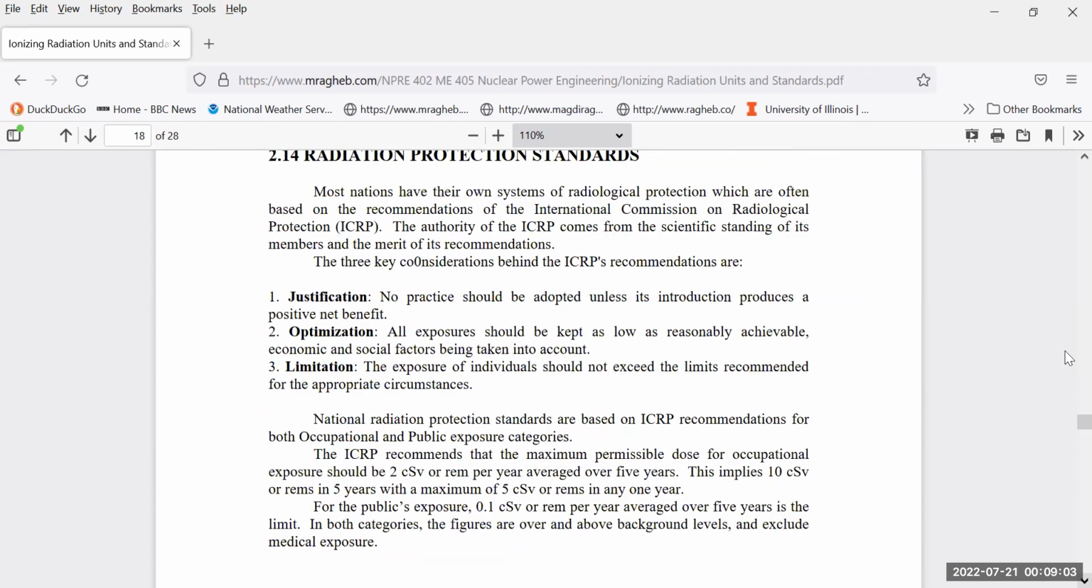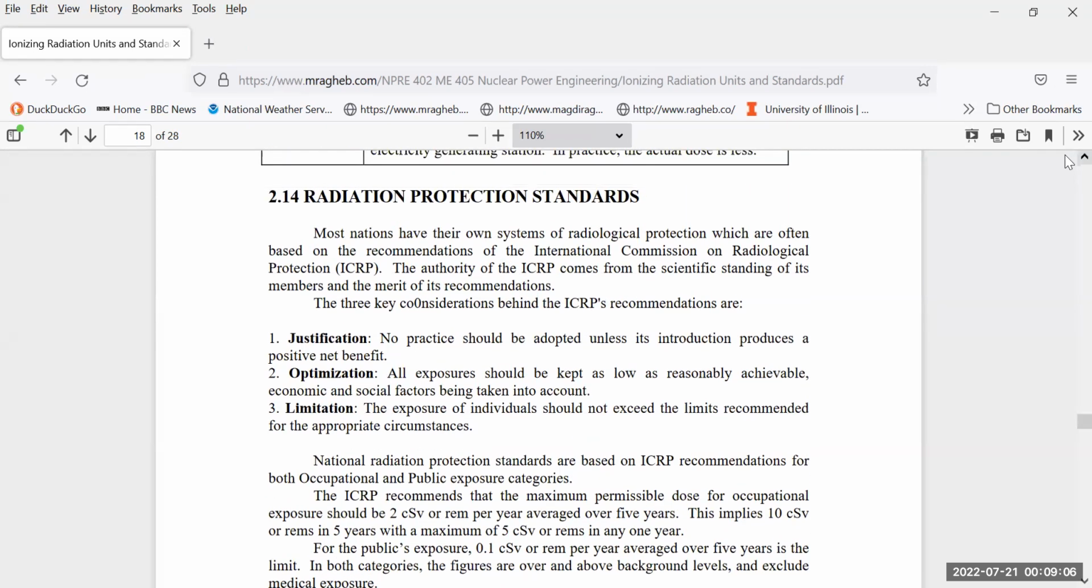So dealing with radiation and protection against radiation is, as I said, a field by itself. The main standards that exist are implemented by international bodies. And one of them is the International Commission on Radiological Protection, ICRP. It has publications that tell us what are the allowable doses in different circumstances that should be used to limit exposure to radiation.